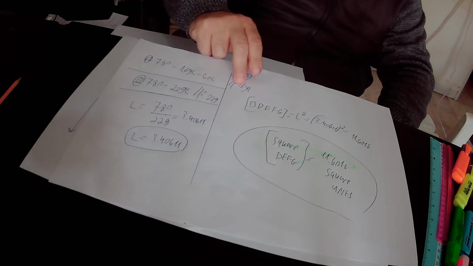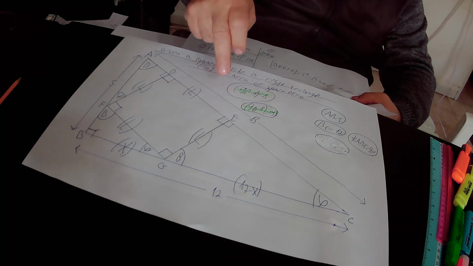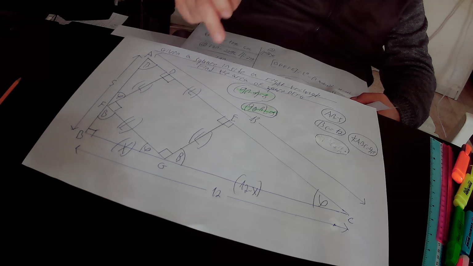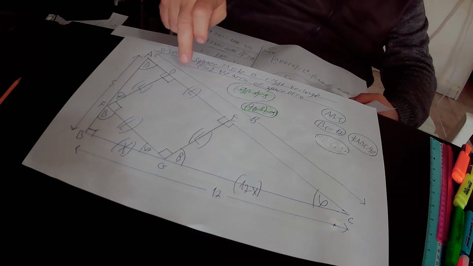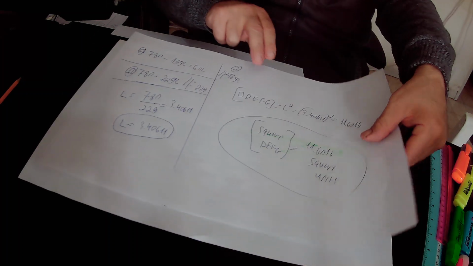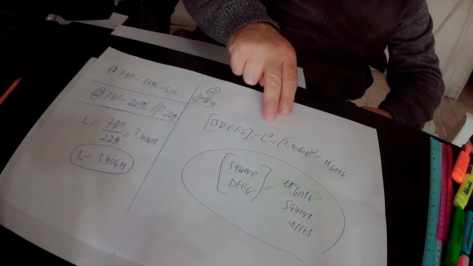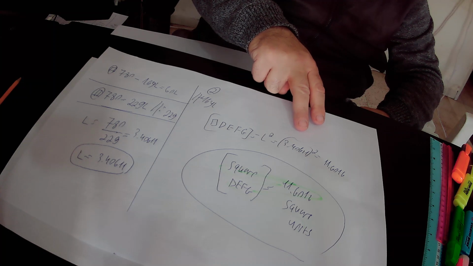3.40611. So the length of one side of this square DEFG is 3.40611 units. And the area of any square equals the length of one side squared. Therefore, the area of this square DEFG will be equal to L squared. L is 3.40611. Therefore, L squared is 3.40611 squared.